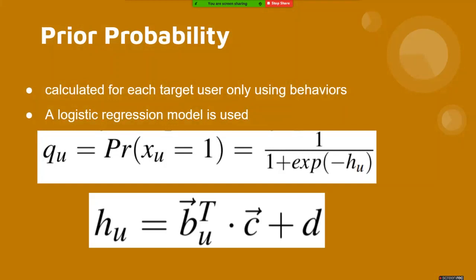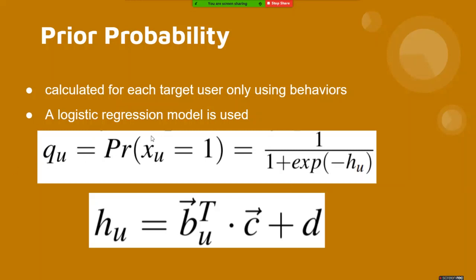So the first part of our model is easy to understand. It's a logistic regressor. So we try to compute the prior probability, and by prior we mean that it's a probability that's calculated without being given the surrounding users, only using the behaviors. So for that we just use a conventional logistic regression with this equation.